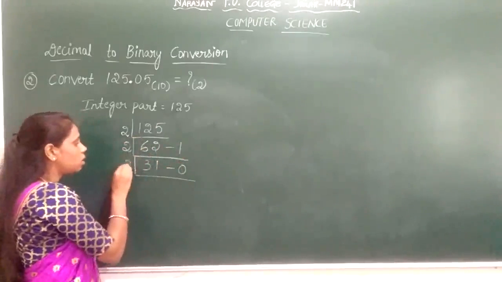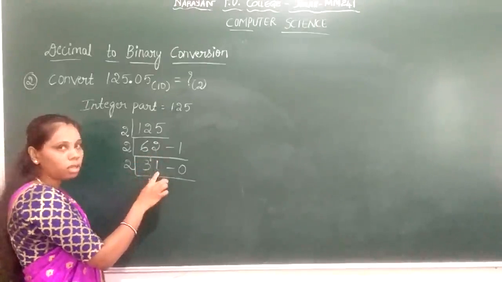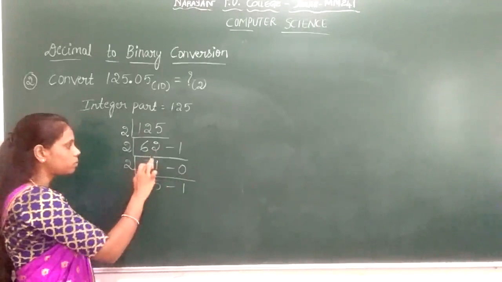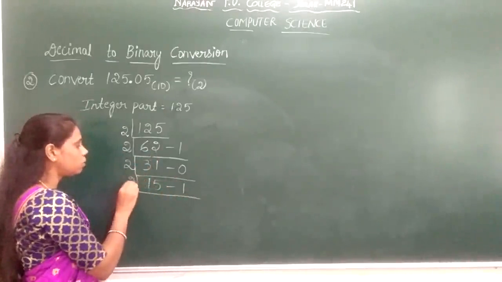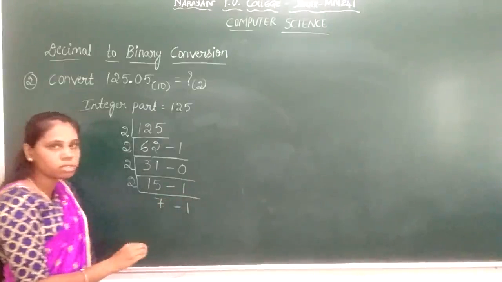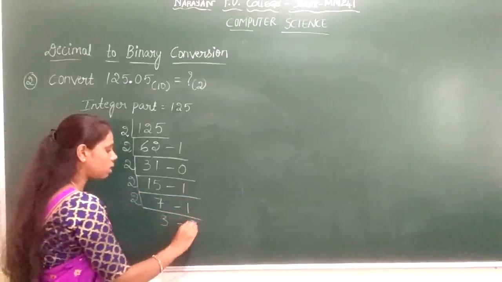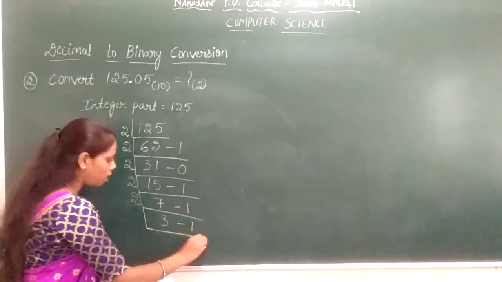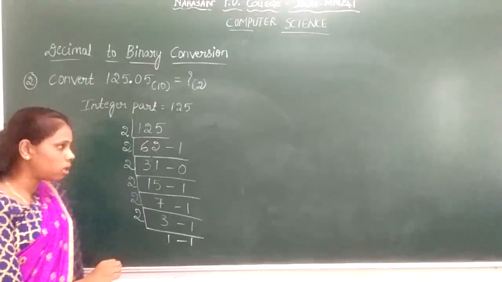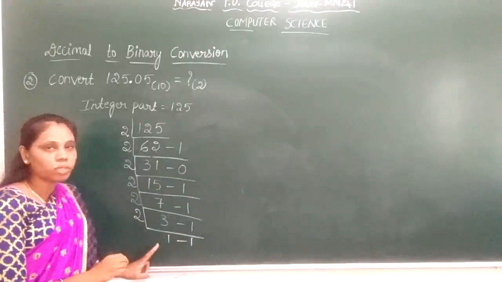Next, 2 1s are 2. Now 1 is left out here, so it will become 11. Now 2 5s are 10. The remainder is 1. Again divided by 2. 2 7s are 14. The remainder is 1. Next, 2 3s are 6. The remainder is 1. Next, 2 1s are 2. The remainder is 1. Now 1 cannot be divided by 2. Hence I will stop this process.